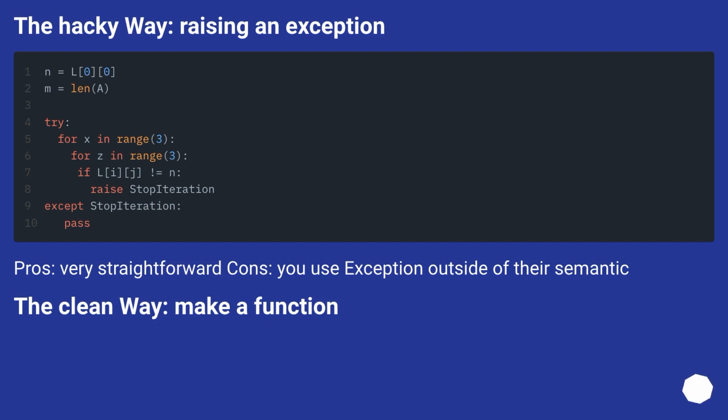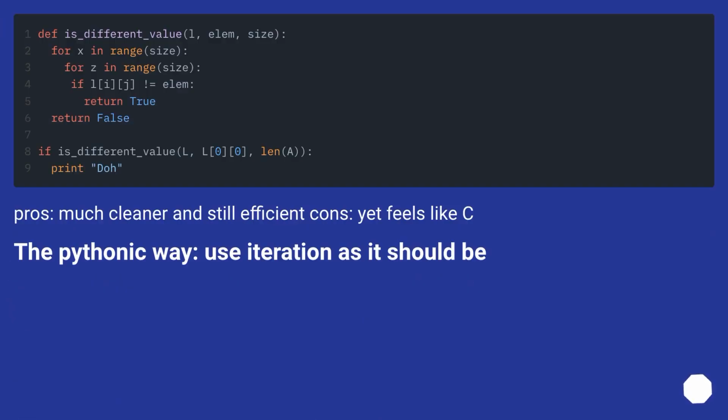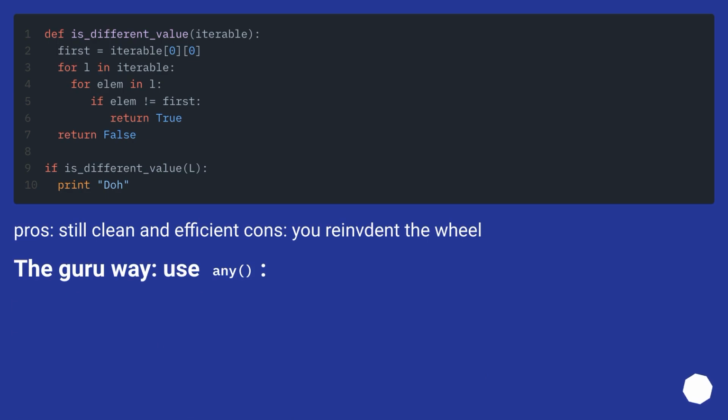The clean way, make a function. Pros, much cleaner and still efficient. Cons, yet feels like C. The Pythonic way, use iteration as it should be. Pros, still clean and efficient. Cons, you reinvent the wheel.